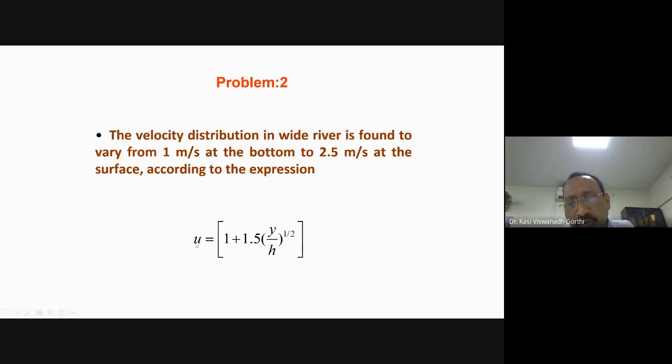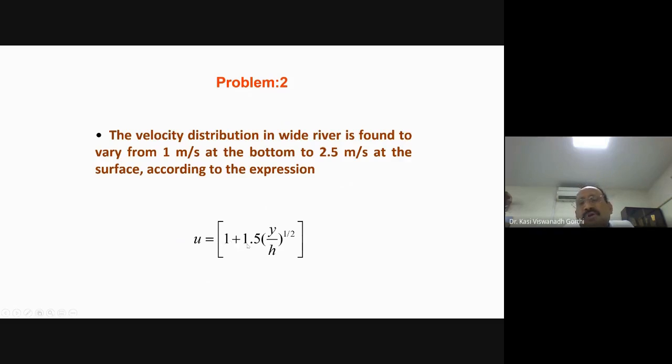Only thing is, small u and capital U are used instead of small v and capital V. That is only the difference in this problem. Why I have taken up this problem with a different notation is, you may be referring to several textbooks. You should not get confused using u in some places and v in other textbooks. So that's why I have used small u, the local velocity, instead of small v.